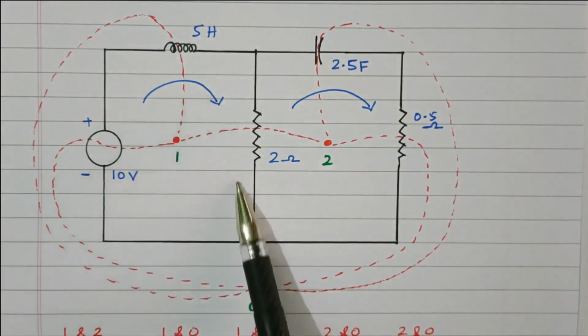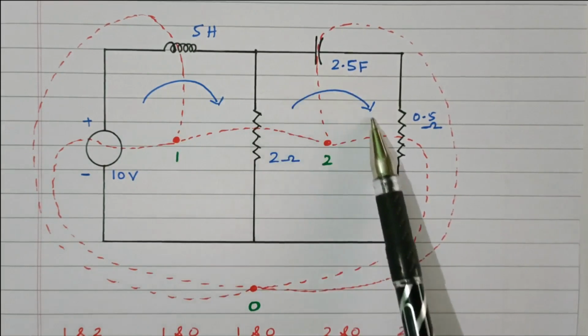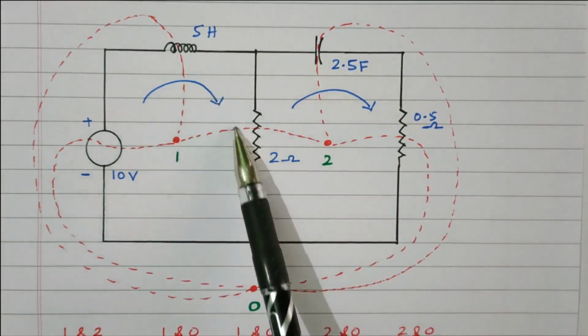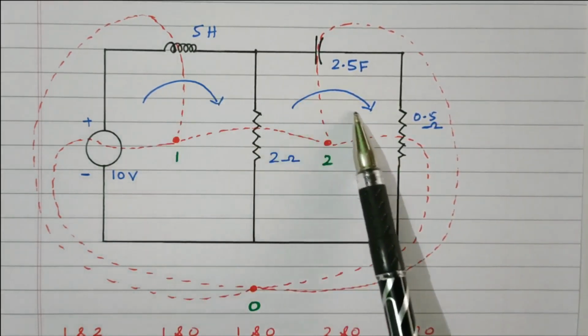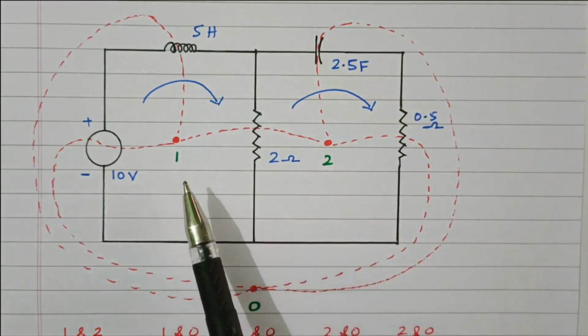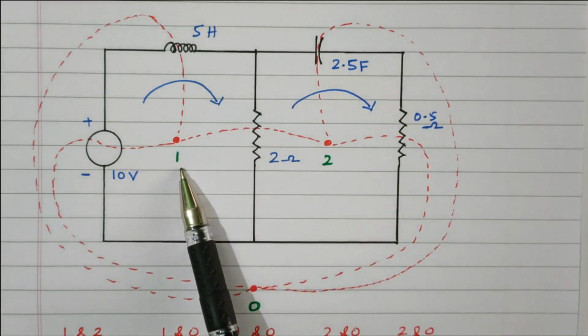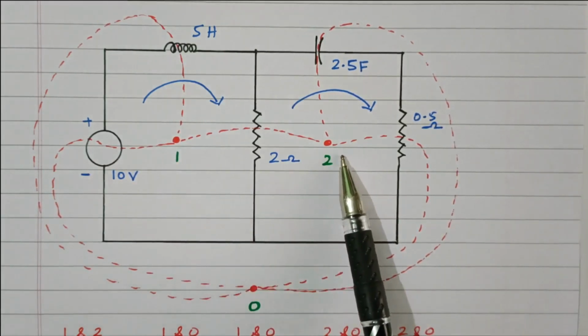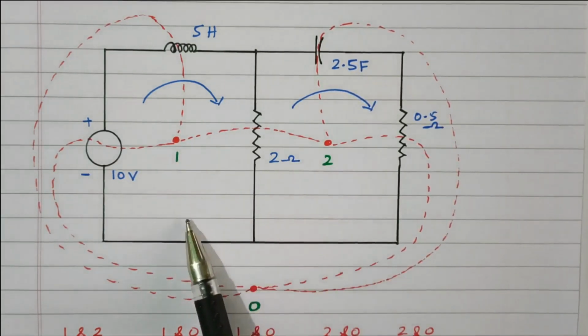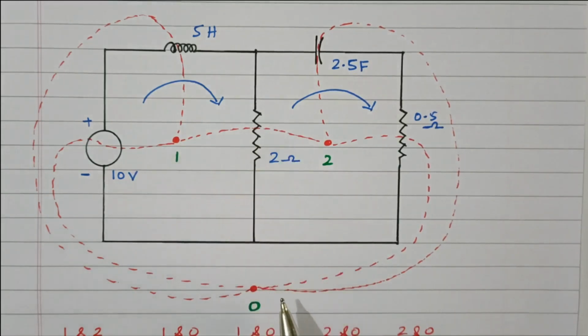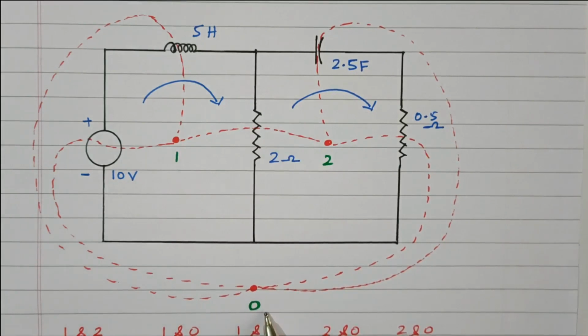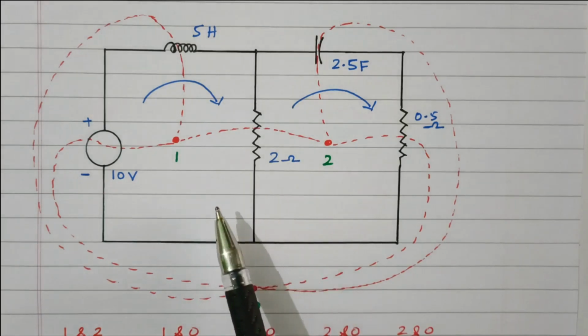A loop is nothing but a closed circuit. This is the second loop. We are assuming the current is flowing in the clockwise direction. So here one dot is placed, numbered as 1. Here one more dot is placed, numbered as 2. So 2 loops are there, 2 dots are placed. One dot is placed outside the network, numbered as 0, which is the reference node. The second step is we need to connect all the dots.